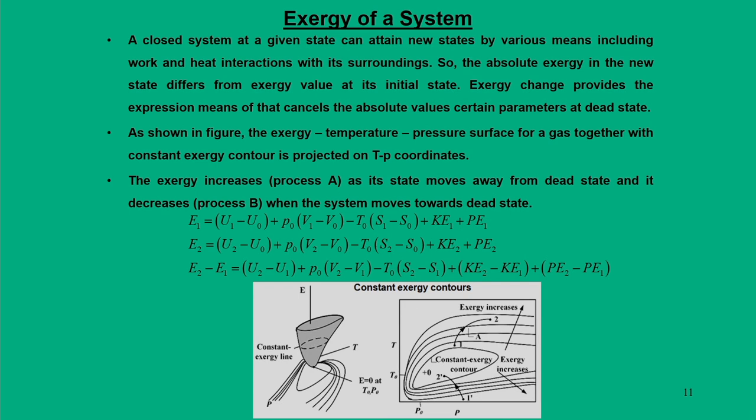Now, let us see another viewpoint. We have talked about exergy analysis in pressure, volume, temperature coordinates, and if you want to put it in a graphical way, what does it represent? Closed systems at a given state can attain new states by various means, including work and heat interactions with the surroundings. So exergy can increase or decrease depending on the irreversibility associated at any instant of time. The absolute exergy of the new state differs from that of the initial state. Hence, we have to find the exergy change, which provides expressions that cancel the absolute value for certain parameters of the dead state.